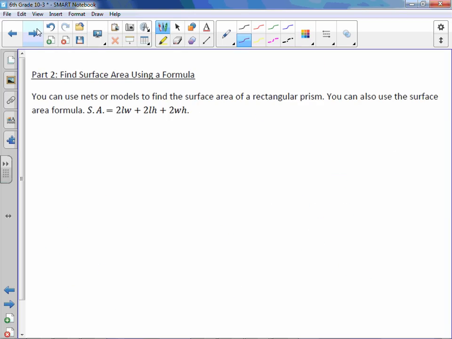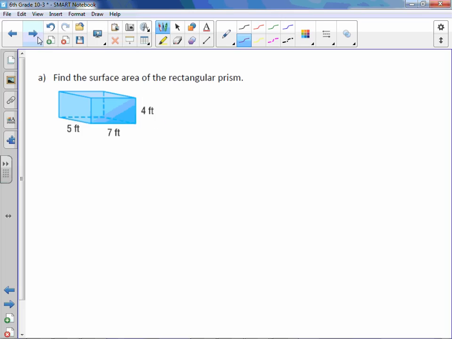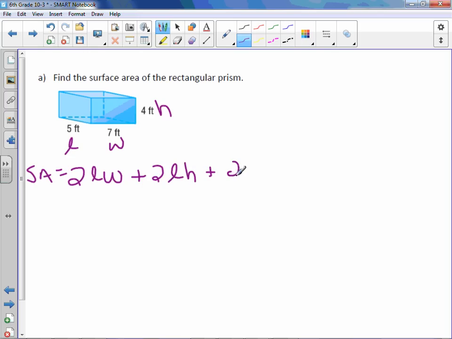Now we can also use a formula to find the surface area of a rectangular prism. Since there are 2 of each side, that's why we have these 2's in our formula. We multiply 2 times the length and width, 2 times the length and height, and 2 times the width and height. So here's our rectangular prism. We'll just label length, width, and height. Our formula, surface area equals 2 length width plus 2 length height plus 2 width height.